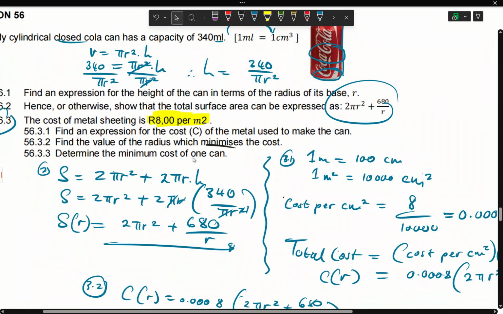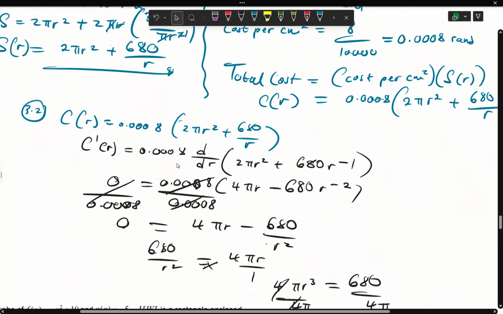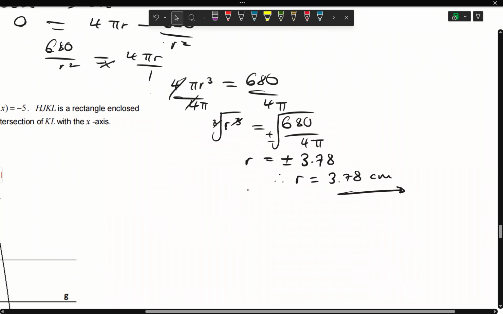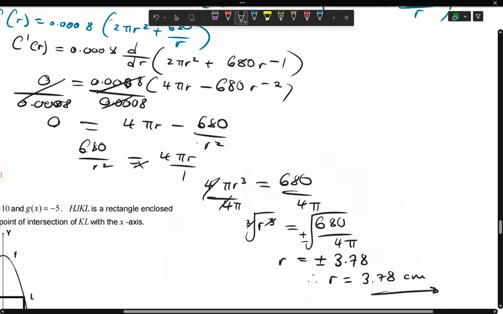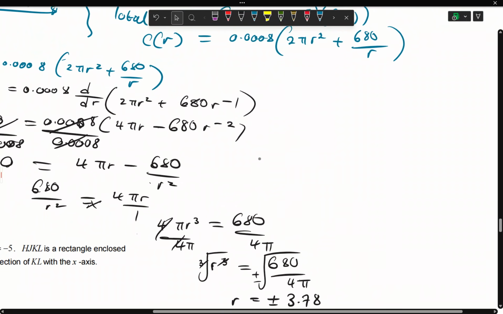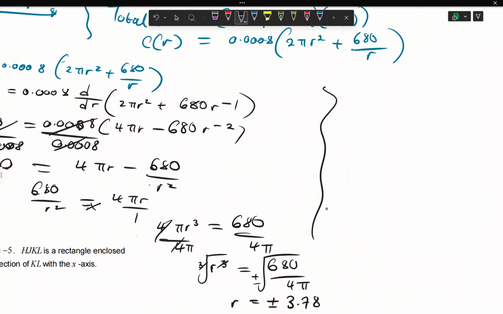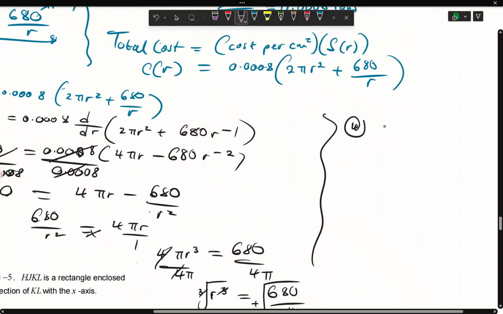Determine the minimum cost of 1 can. The minimum cost. Find the value of the result, which, okay, determine the minimum cost of 1 can. Guys, this is easy. You just take this value and plug it into your original function. Not your first derivative, but your original function. Let me first write down the cost function, guys.